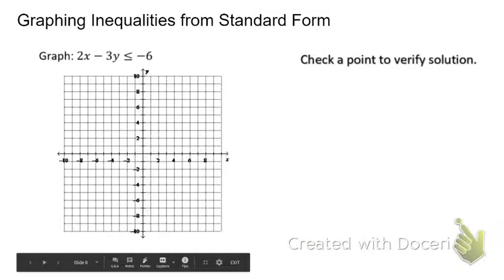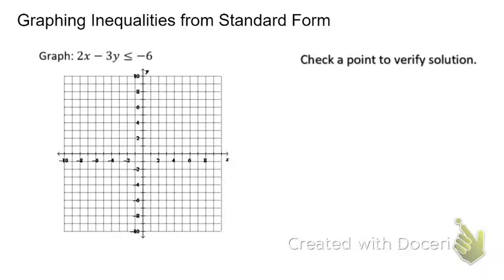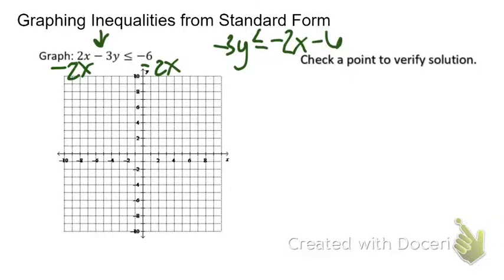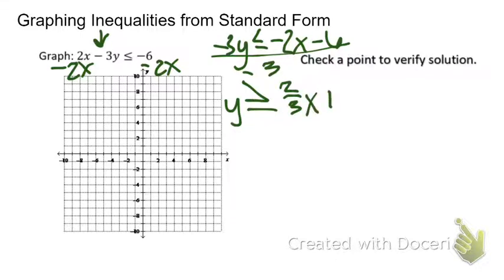So this one here, if I had to graph 2x minus 3y is less than or equal to negative 6, notice that my y term is negative. So if I were to try to get this solved over to slope-intercept form, so if I subtracted 2x, then negative 3y would be less than or equal to negative 2x minus 6. Then I'm dividing by a negative, so y is going to be now greater than or equal to, because the symbol will flip, 2/3 x plus 2.